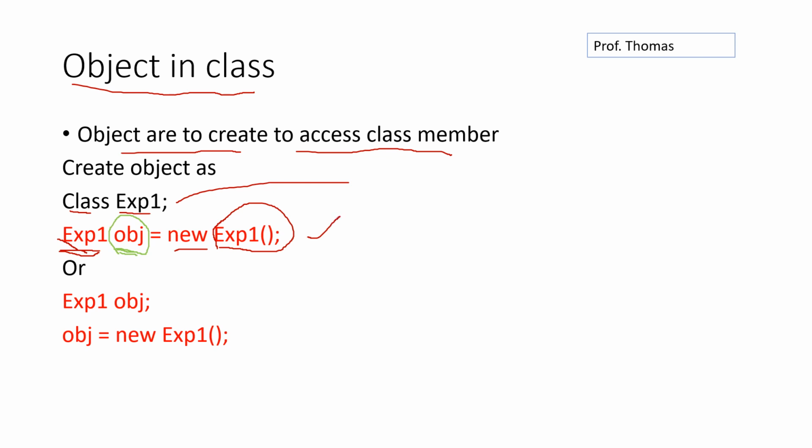Then another format: without using the class name in the initialization, we declare the class object, and then later we allocate the memory. Object equal to new class name. You can easily create the object with the class name, object name, new operator, and class name along with the parentheses. We can pass any parameters. Later we can see this in the succeeding chapter.